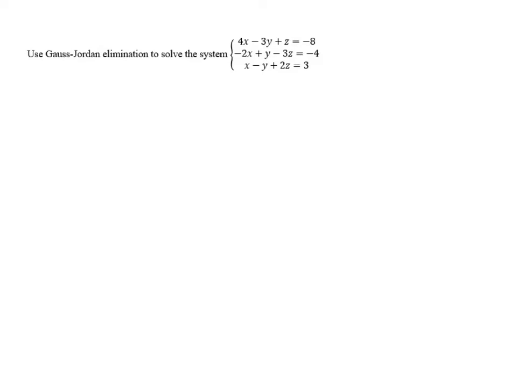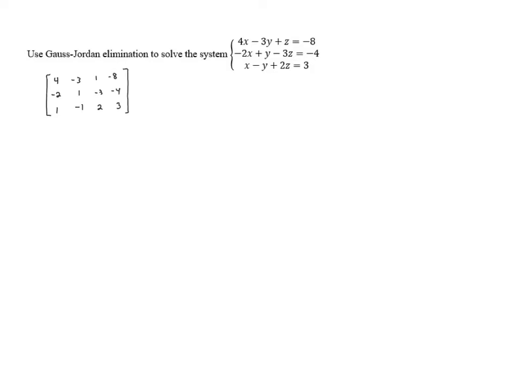Use Gauss-Jordan elimination to solve the system 4x minus 3y plus z equals -8, negative 2x plus y minus 3z equals -4, and x minus y plus 2z equals 3. We'll start by writing out the augmented matrix for this system of equations. It'll have entries 4, -3, 1, -8, -2, 1, -3, -4, 1, -1, 2, and 3.